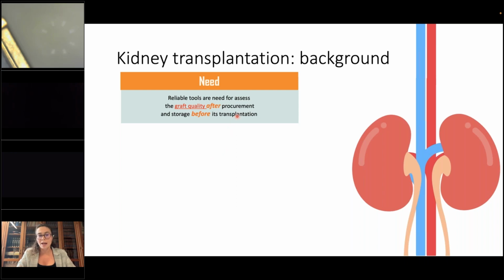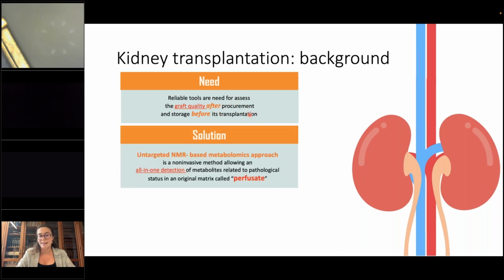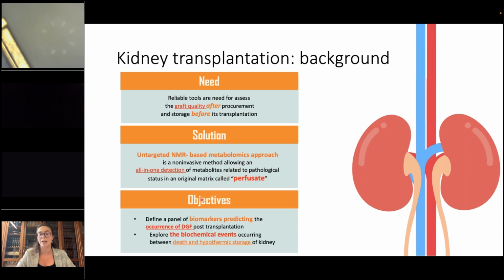In the context of kidney transplantation, there is a real need to identify a tool able to assess the graft quality after the kidney procurement and storage and just before its transplantation. For this reason, we propose a solution: the application of an untargeted NMR-based metabolomic approach to detect all the metabolites present in the perfusate, with the aim of defining a panel of biomarkers predicting the occurrence of DGF post-transplantation, and also exploring all the biochemical events occurring between the death and the hypothermic storage of the kidney.